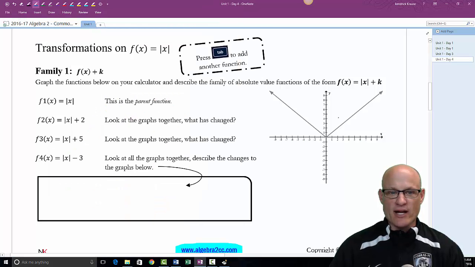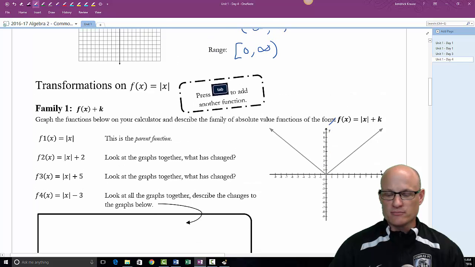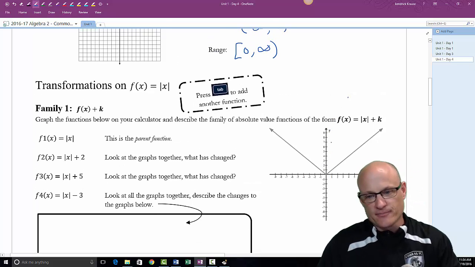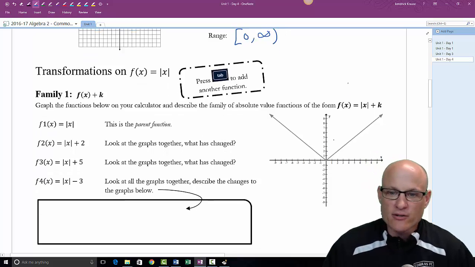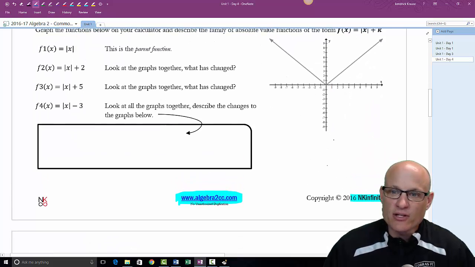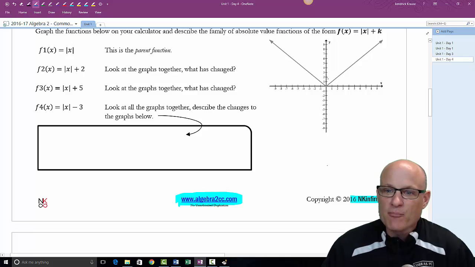So if I come over to my graph, plus 2 moved up here. Now you're probably behind my head. So if I look at these, hopefully my head's out of the way. Plus 2 moved up here. Plus 5 moved up here. And minus 3 moved down here.